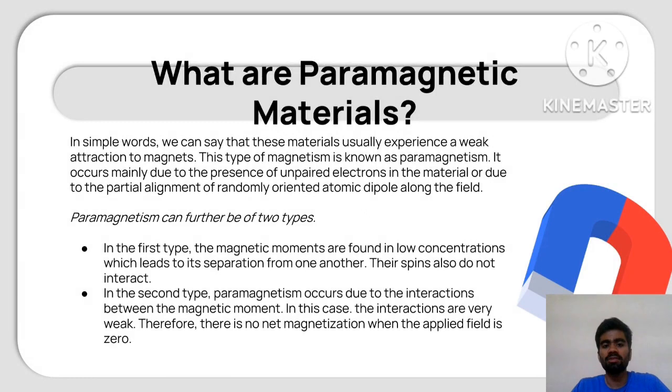Hello everyone, my name is Nagesh from the ECS department. So, paramagnetism can be further viewed as of two types. In the first type, the magnetic moments are found in low concentration, which leads to their separation from one another. Their spins do not interact. In the second type, paramagnetism occurs due to the interactions between the magnetic moments. In this case, the interactions are very weak. Therefore, there is no net magnetization when the applied field is zero.